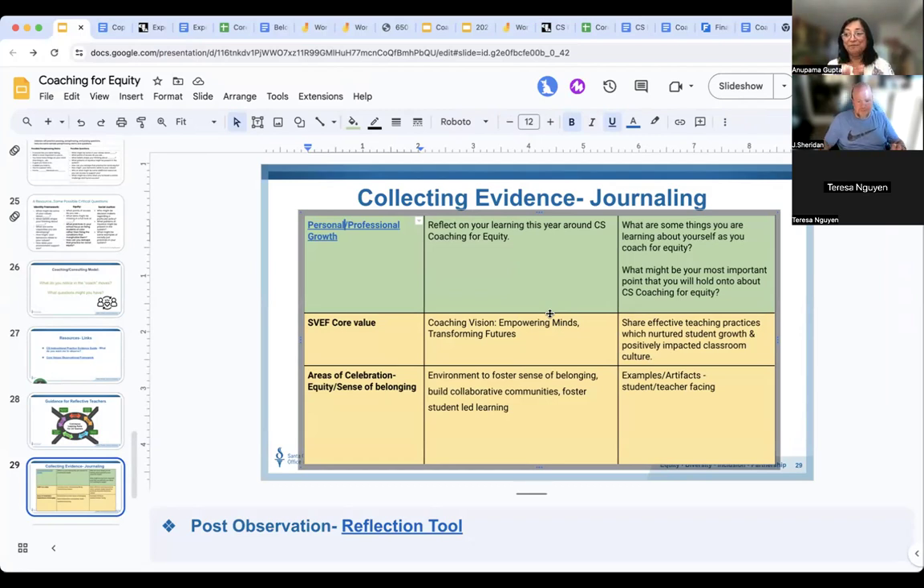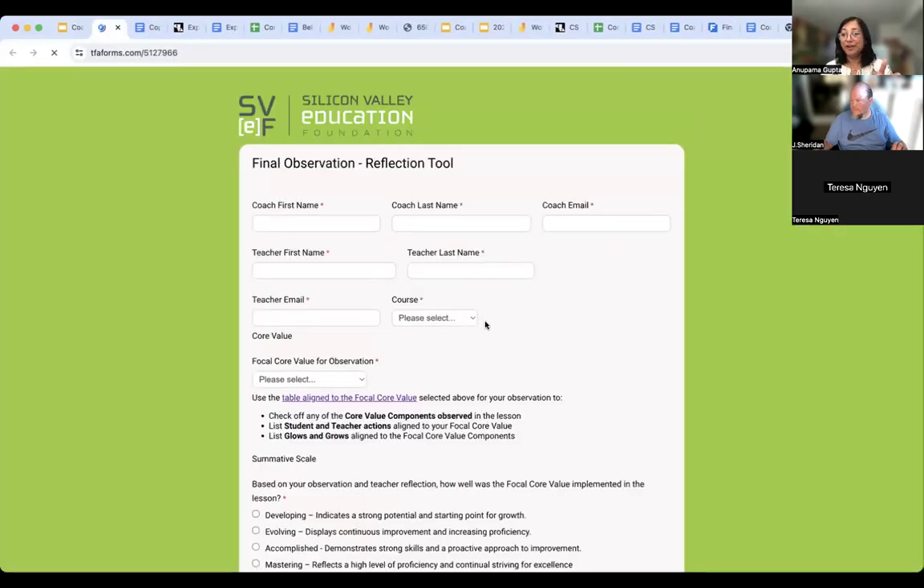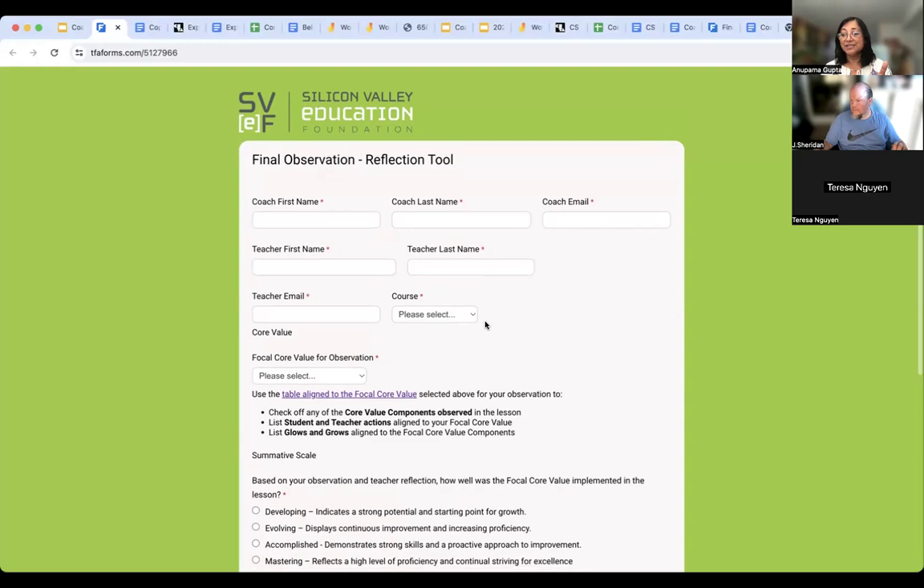I'm going fast because at 5:30 Joshua has to leave. Okay, so the next part is the SVF core value areas of celebration. That would be the reflection tool. Remember, I was saying that I'm talking with Alexandra about fixing that final observation tool. I think you are aware of this one and you have seen this.